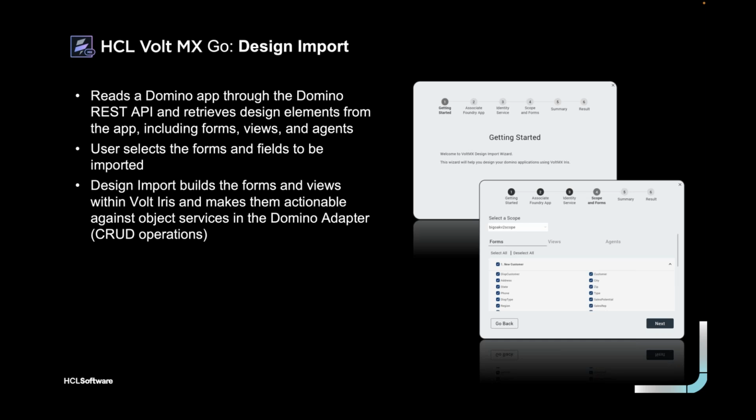So what we've put together is a component called design import, and what this does is it reads the entire Domino application and retrieves all of the design elements in that application, including all of the forms, the views, the agents, the actions, the fields that you have exposed, and even looks at the navigation between forms and views that you have in your application. It brings that information together and allows for those fields to be imported into a kind of complete picture-esque view of that application inside of Iris.